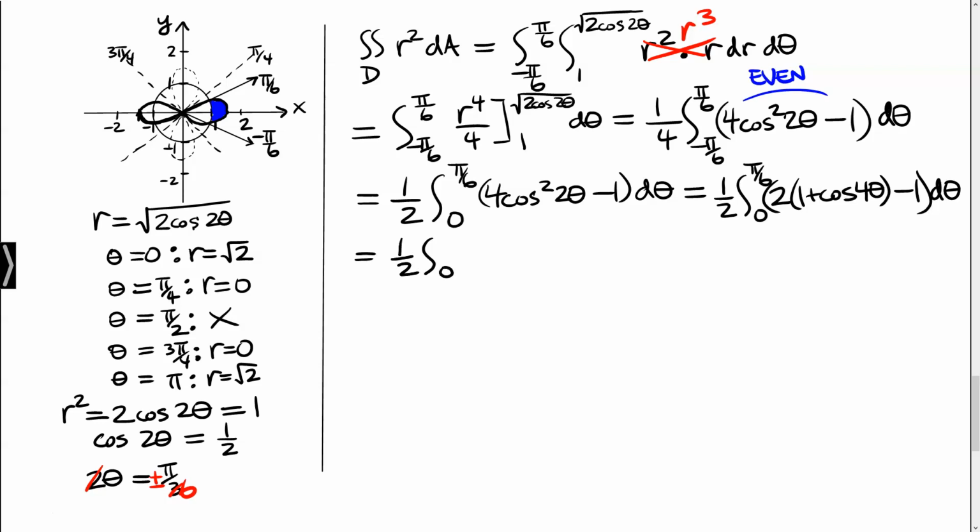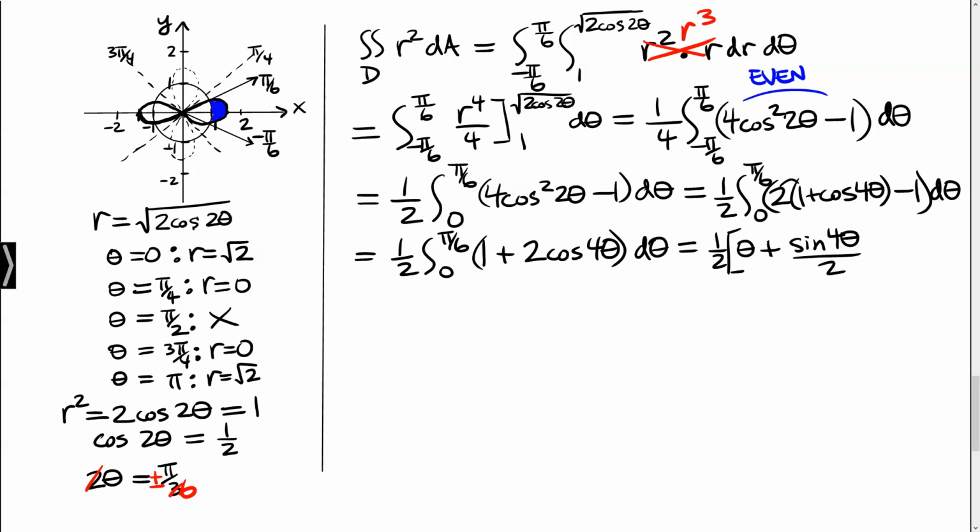I can do just a little more simplifying. If I distribute the 2, I've got 2 minus 1. So I end up integrating 1 plus 2 cosine 4 theta. And now I can do the integration. This is 1/2. I'm evaluating theta plus, so it's 2 sine of 4 theta over 4, so that's going to leave a factor of 2 on the bottom. So theta plus sine of 4 theta over 2. And this is all between 0 and pi over 6. All right, 0 contributes nothing, so I'm really just evaluating it at pi over 6.